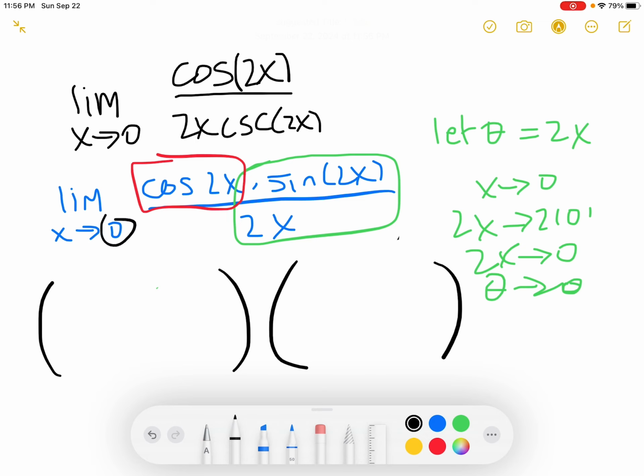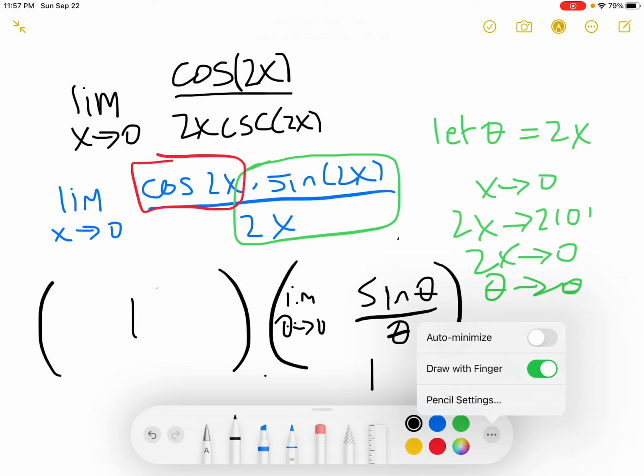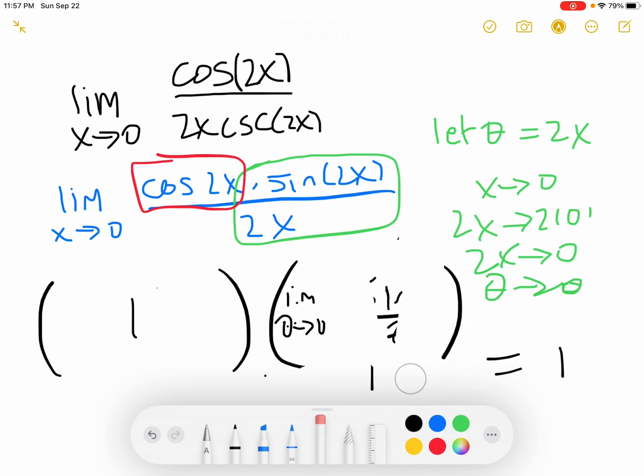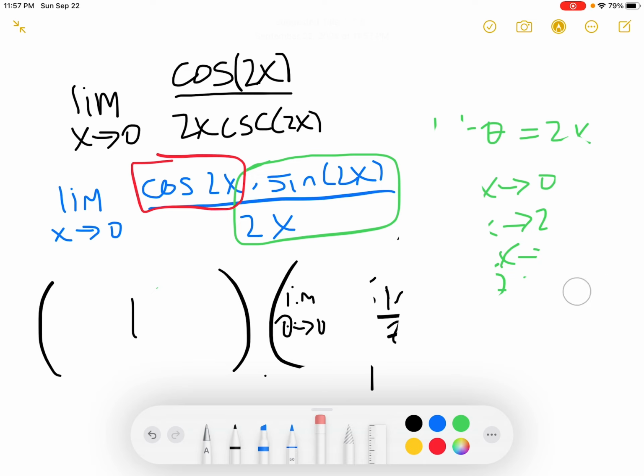Right here we can just do direct substitution. 2 times 0 is 0, cosine of 0 is 1. This part, we would just want to do this. And we know that's 1. So 1 times 1, answer is 1. I don't know if there's like a clear all on this. That would be nice.